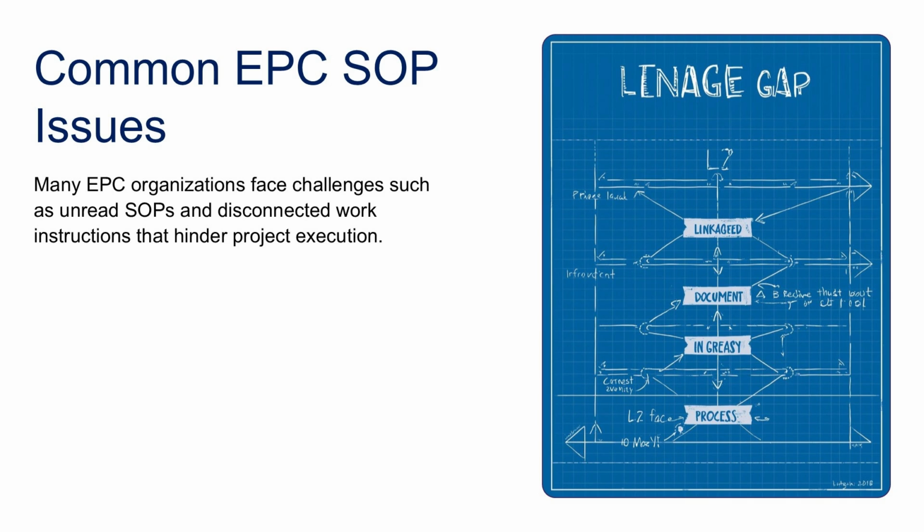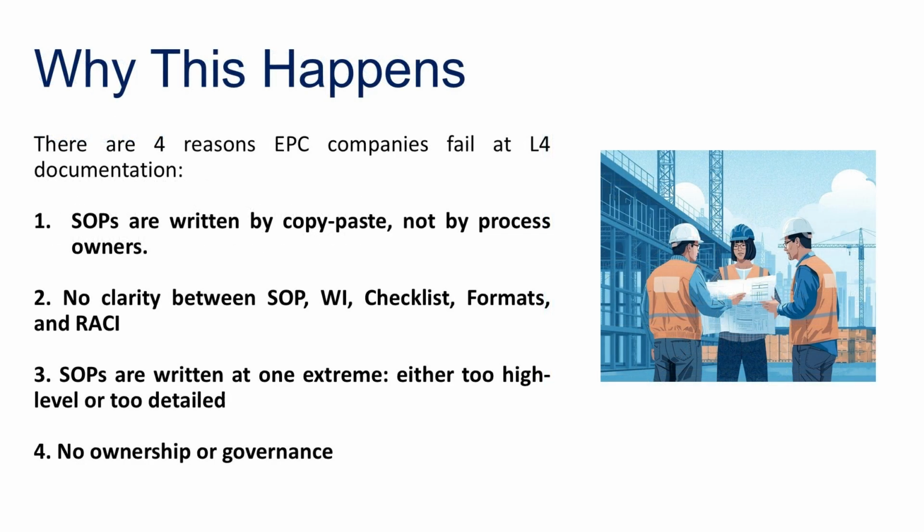But the SOP is either 30-page, outdated or written in pure textbook language: purpose, scope, definitions and 28 pages of paragraphs. No one reads it, no one uses it and no one updates it. That is the reality. Let us understand why this happens.